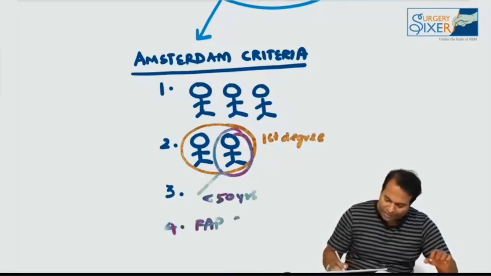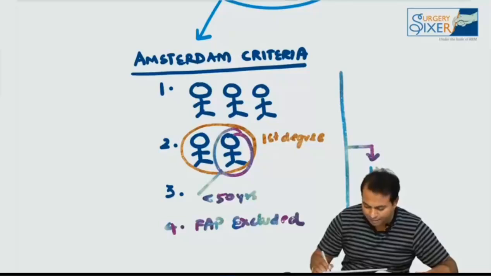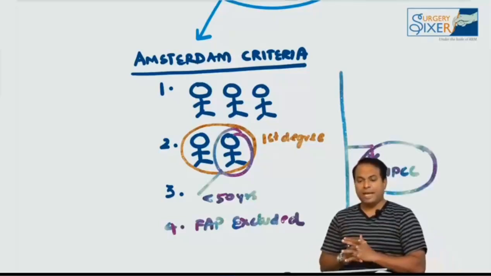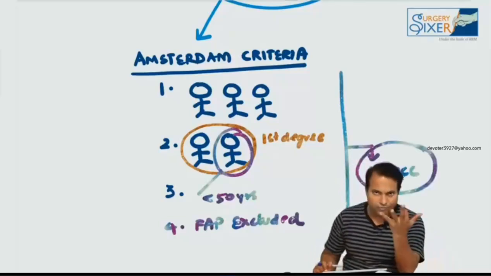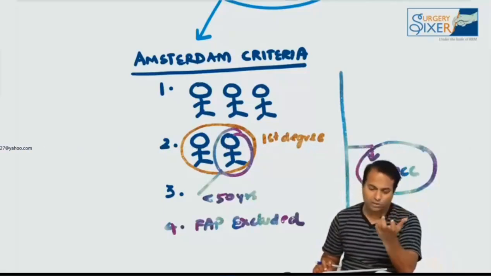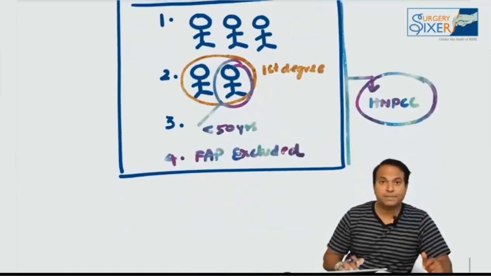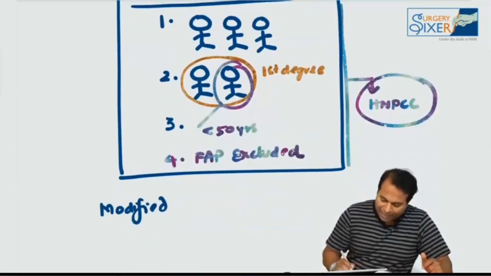FAP is excluded. When you fulfill these 4, you have chances of having HNPCC. The Amsterdam criteria says: in your family 3 members affected with colorectal cancer; among the 3, 2 are first degree relatives, 1 is less than 50 years, and FAP excluded. This is known as the Amsterdam criteria. It is repeatedly asked in exams. There is one more criteria known as the modified Amsterdam criteria.